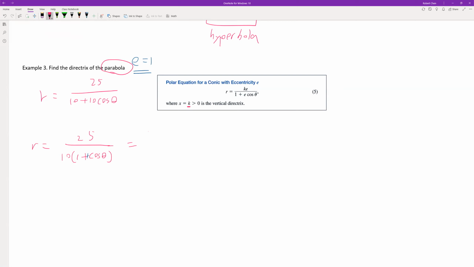So if we can put 25 over 10, the whole thing, in the numerator, over 1 plus cosine theta. So 25 over 10, we can write that as 25 over 10 times 1, which will be our eccentricity. That means the other part of the constant in the numerator will be our k. All right, so in this case, our k is 25 over 10 or 5 over 2. And in that case, we can say x equal to 5 over 2 is the directrix.